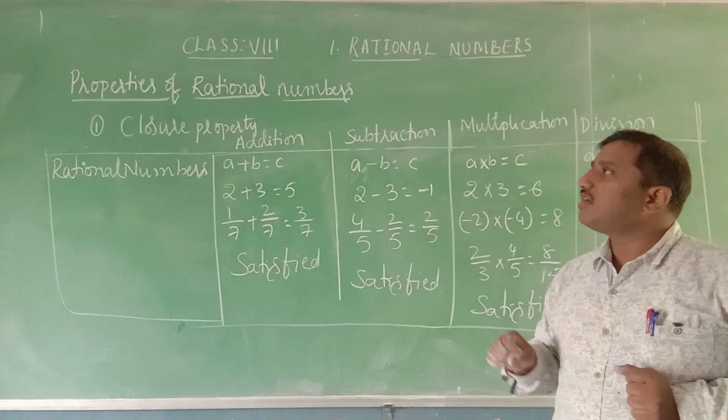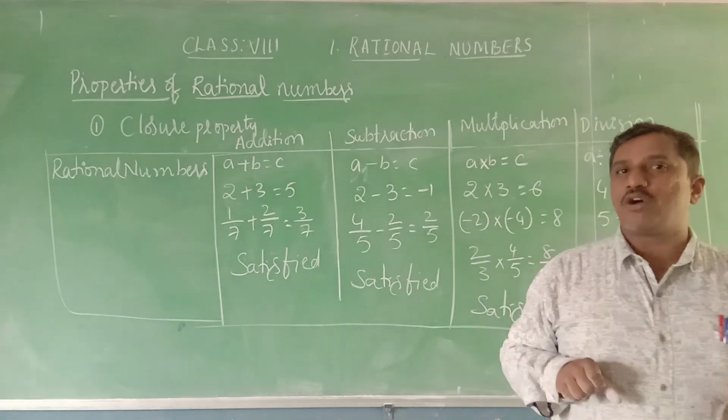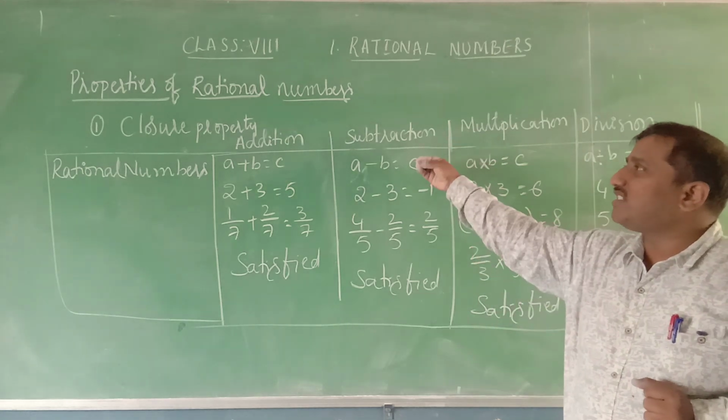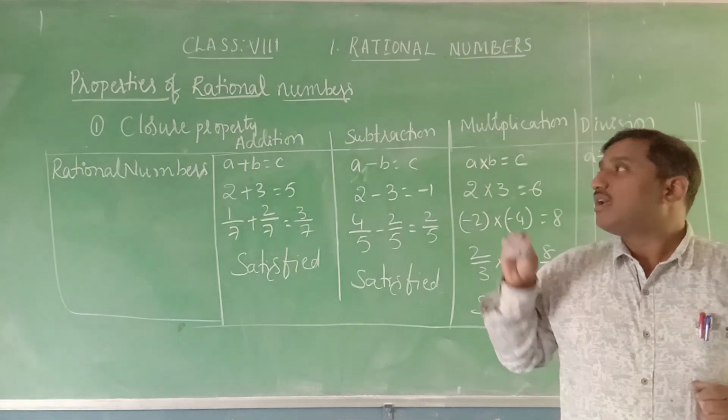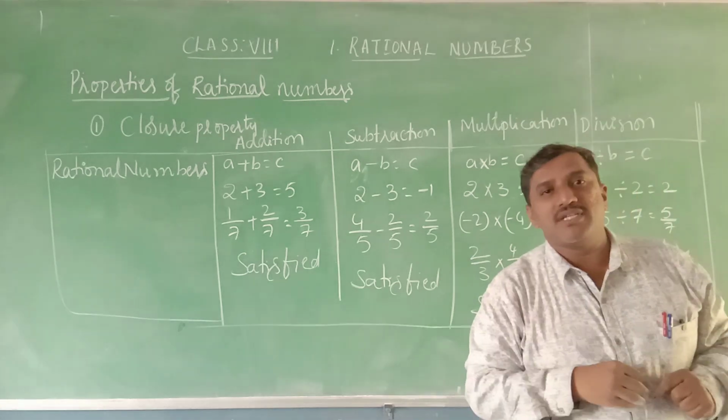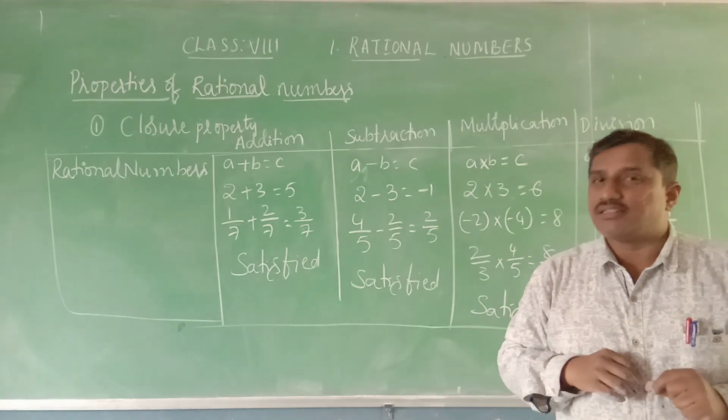Is it clear, children? So today we discussed the introduction of this chapter and properties of rational numbers. Under that, the first property we studied was closure property for all three types of numbers. I hope you understand, and thank you very much.